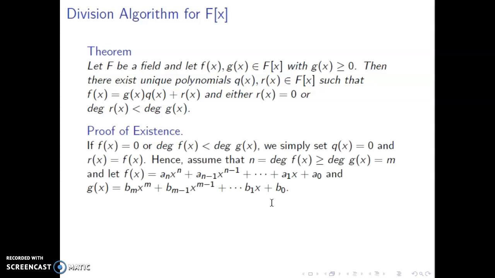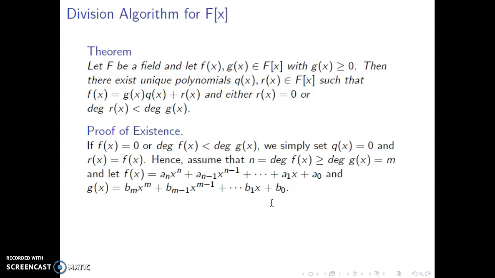We have two parts to this proof. First the existence and then the uniqueness. So proof of existence. If f(x) is 0 or degree of f(x) is less than degree of g(x), we simply set q(x) as 0 and r(x) equal to f(x). So let me assume that degree of f(x), which we are going to call n, is greater than degree of g(x), which I take as m.